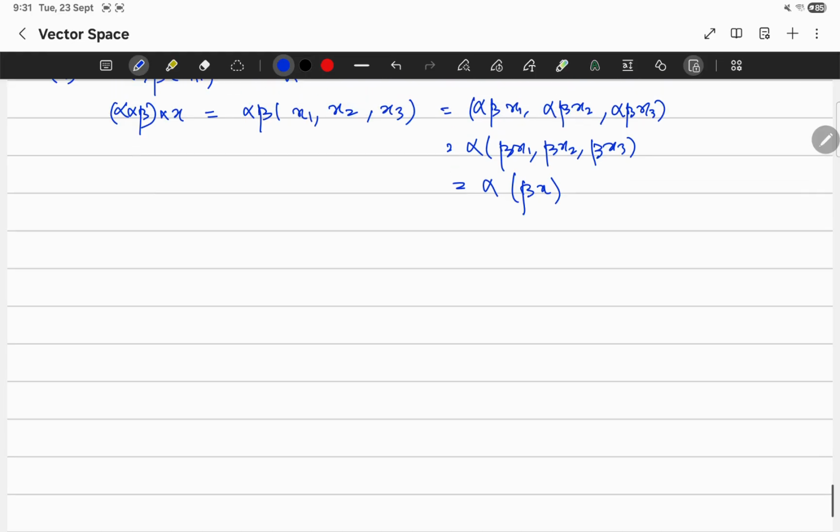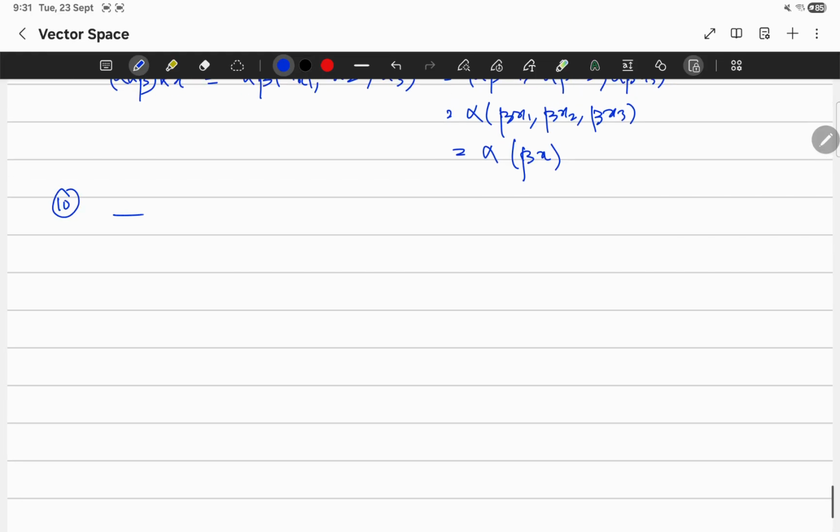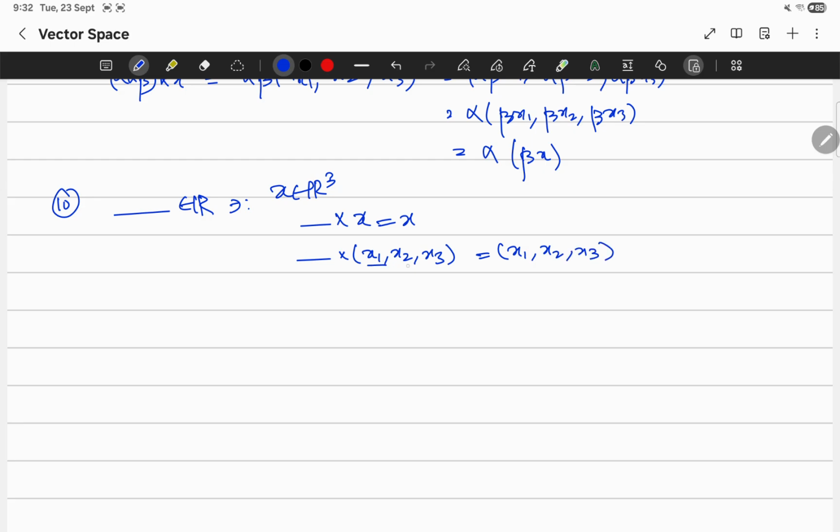Okay, so now the last property is that you have one element from your R such that that element multiplied with the element x belonging to R3 should give your x only. So what is that element? You have to multiply a scalar with (x1, x2, x3) such that you will get (x1, x2, x3). You know that scalar will get multiplied with every coordinate, so you will say it is 1. And what is 1? A real number. So it means that all the properties hold. So R3 over R, with the usual addition and multiplication, is a vector space.